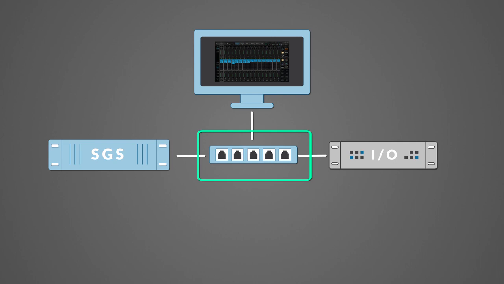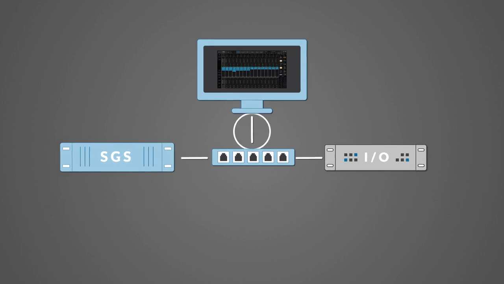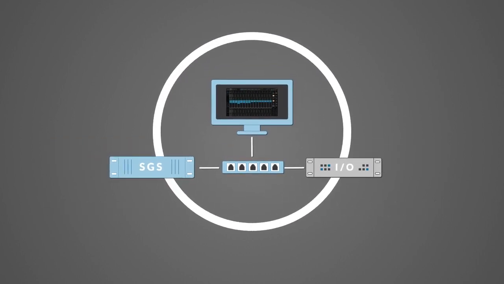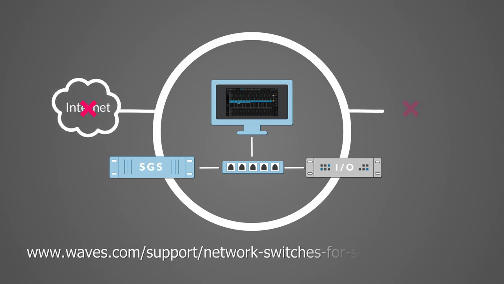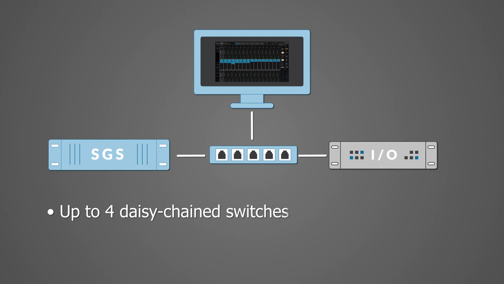On Waves.com, we have a list of qualified 1 gigabit network switches. Waves can only support switches that have been tested and qualified. So please, check the list and make sure the switch you have chosen is supported. SoundGrid requires a private Ethernet network. It cannot run alongside other types of networks such as Internet, Wi-Fi, or other AV networks, as it requires the entire bandwidth. Waves Audio supports up to 4 daisy-chained switches between any 2 points in the SoundGrid network.